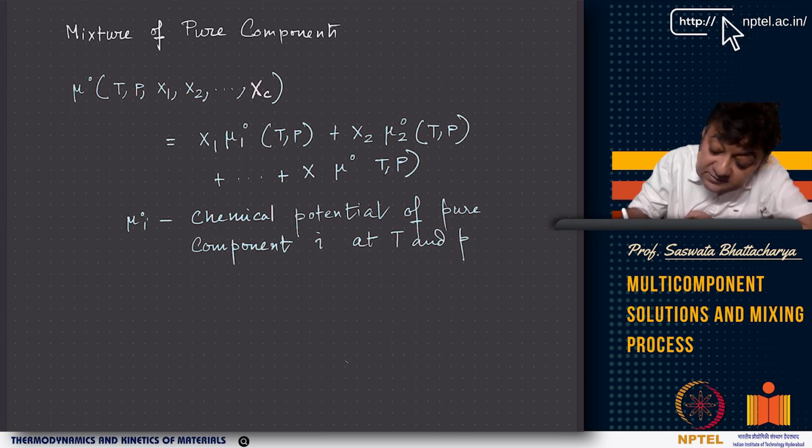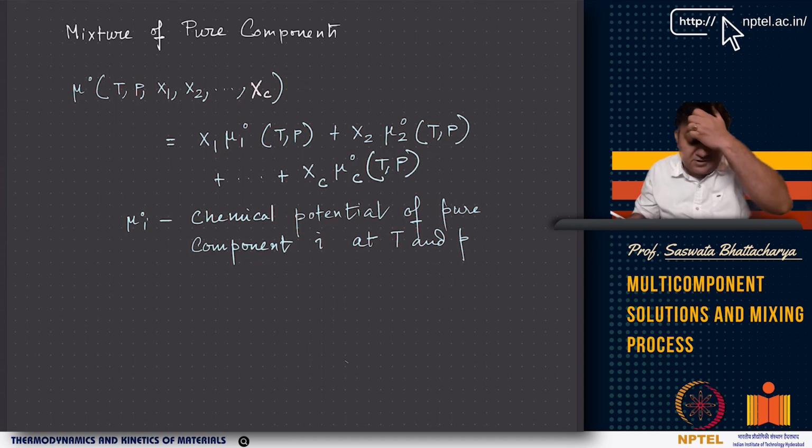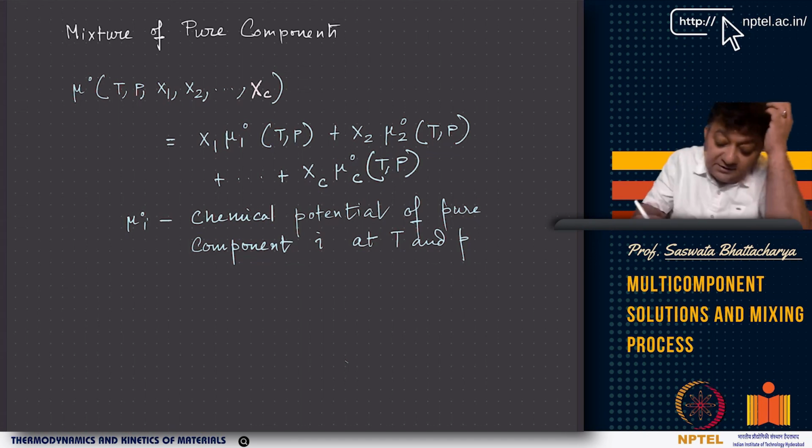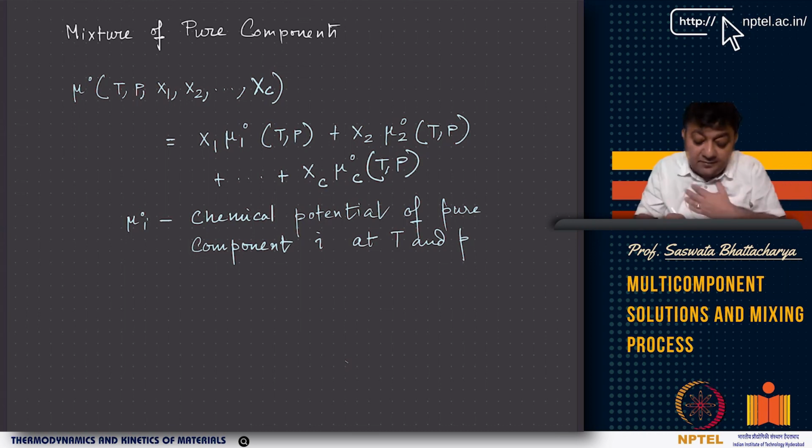Okay, so let me just use the same color. So this becomes Xc mu c0 at the same temperature and pressure, right? So this is the mixture of pure components up to Xc, where mu i0 or mu k0 is the chemical potential of pure component i at temperature and pressure.